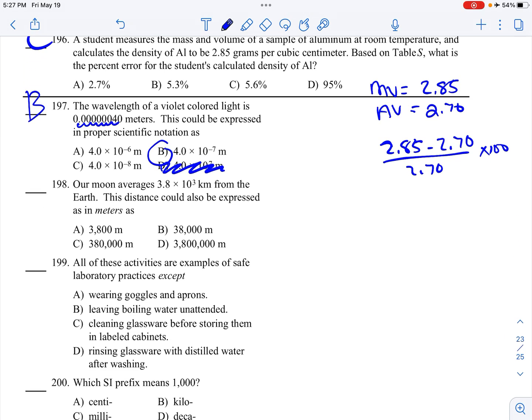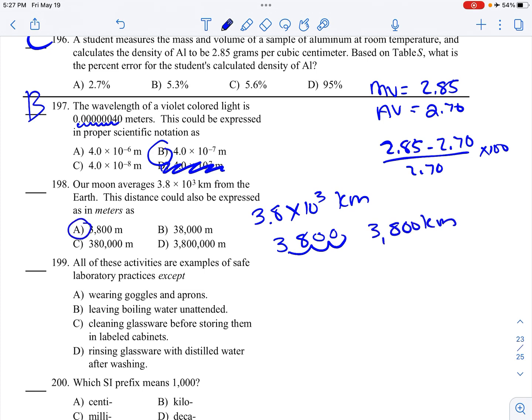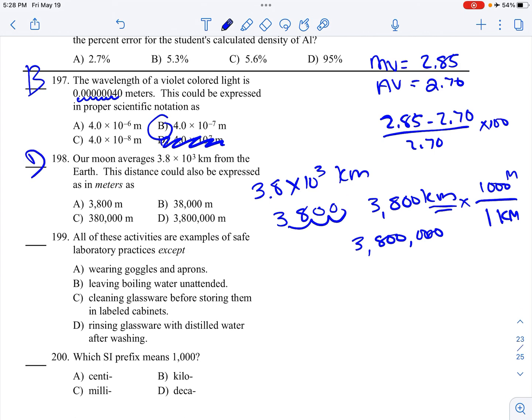This is a very tricky one. So we have 3.8 times 10 to the third kilometers. So that would be 3,800 kilometers. And so you'd be tempted to choose that. But notice it's kilometers and this is meters. So there's an additional step here. If you remember that in 1 kilometer, there are 1,000 meters. Kilo is 10 to the third. That's on table D. So that's going to be 3,800,000.